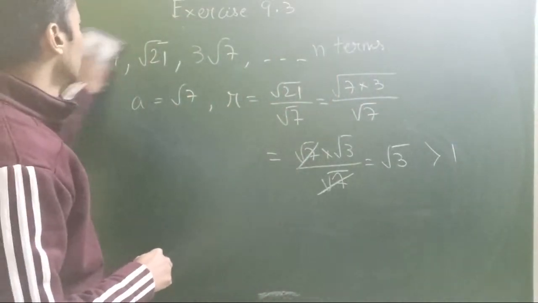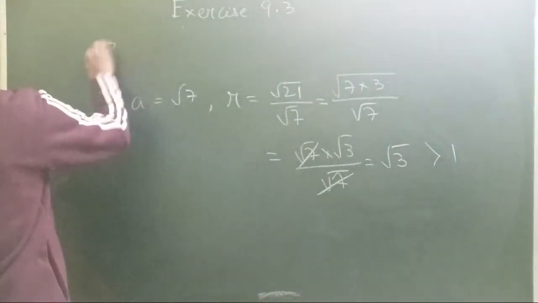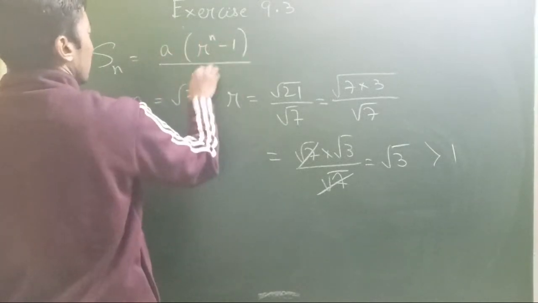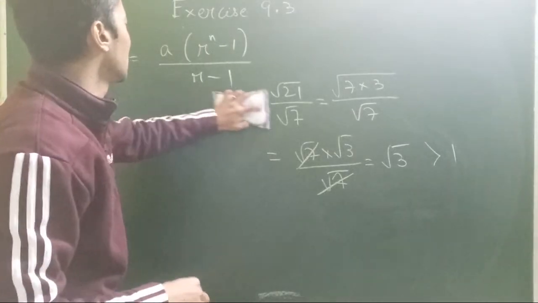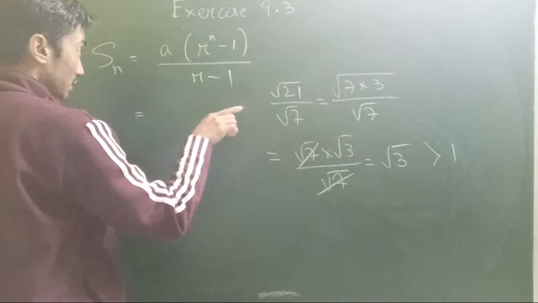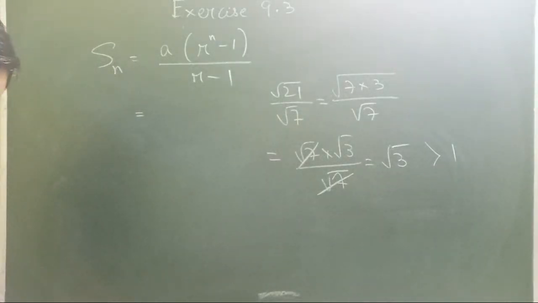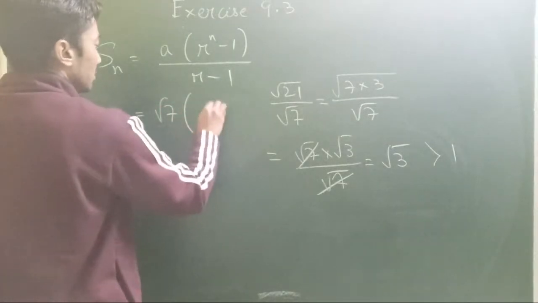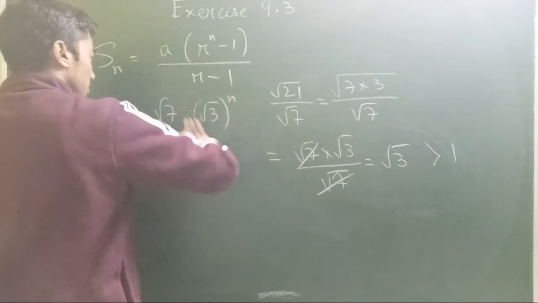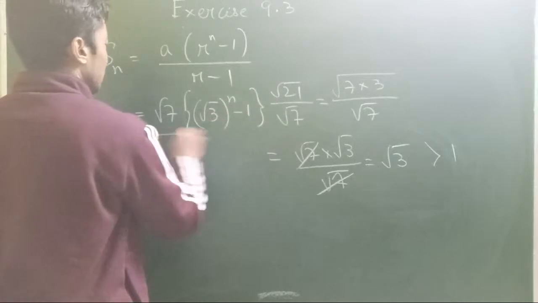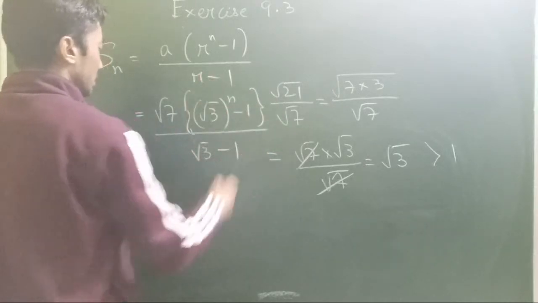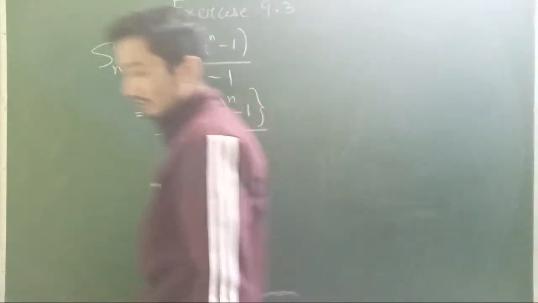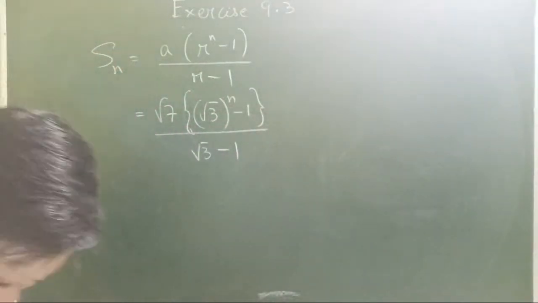Alright, so in that case, what will be my formula that I'll use? A r power n minus 1, divided by r minus 1, because as we mentioned, the value of r is root of 3, greater than 1. Okay, so what was the value of a, by the way? Root 7. r is root 3. So it will be root 7 times, in the second bracket, root 3 whole power n minus 1, divided by the r value again, root 3 minus 1.